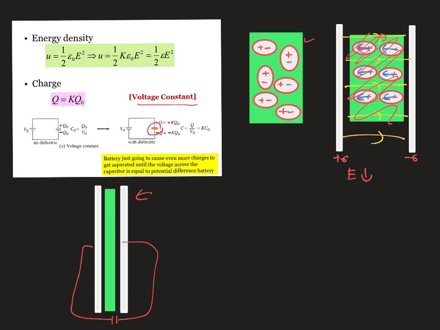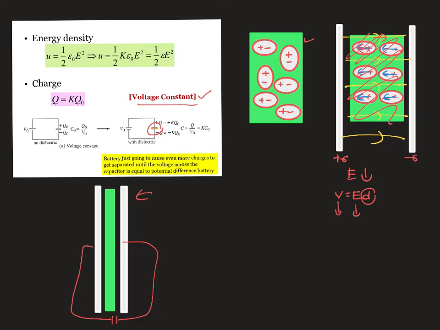So what happens to V? Based on the formula, V equals ED. D is the distance between the two conducting plates, and definitely it is going to be constant. So when E is reduced, definitely your potential will be reduced. However, you want to make sure that your voltage is still constant. So how do we do that?